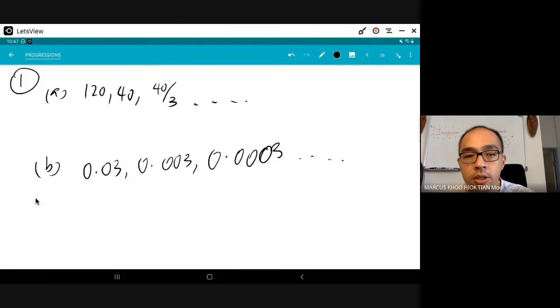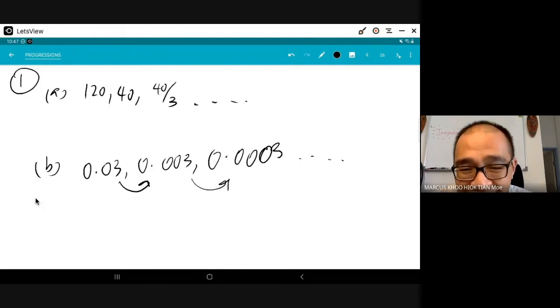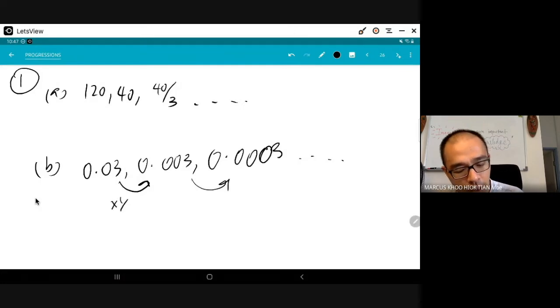Okay, Benedict, since you say B is yes, tell me what is the pattern. If B is yes, what is the pattern? A, yes, B, no. Benedict said times 1 over 10. Oh, 0.03 times 1 over 10. Yeah, I know. We cannot use divide, correct? So you say times 1 over 10 now.